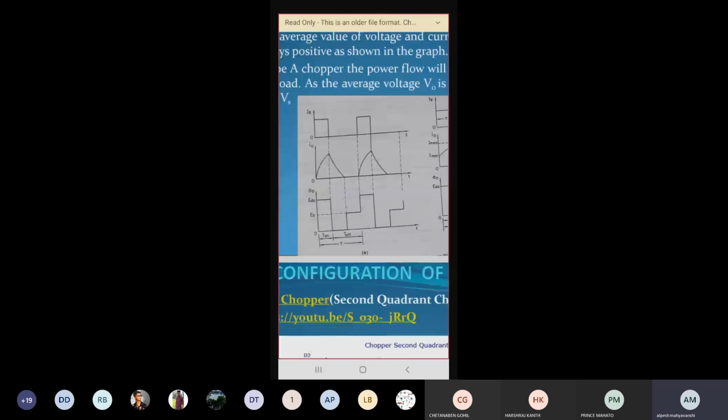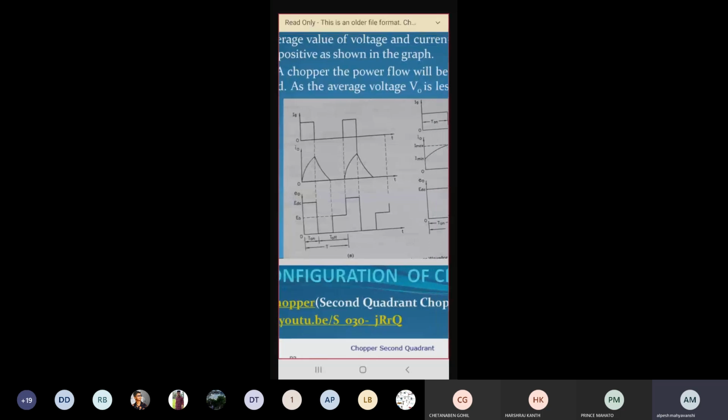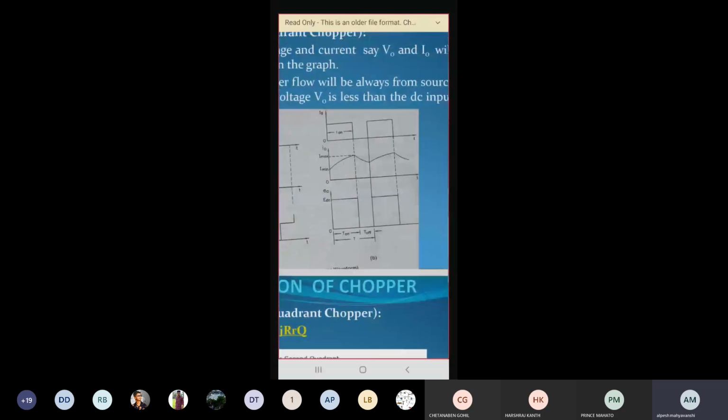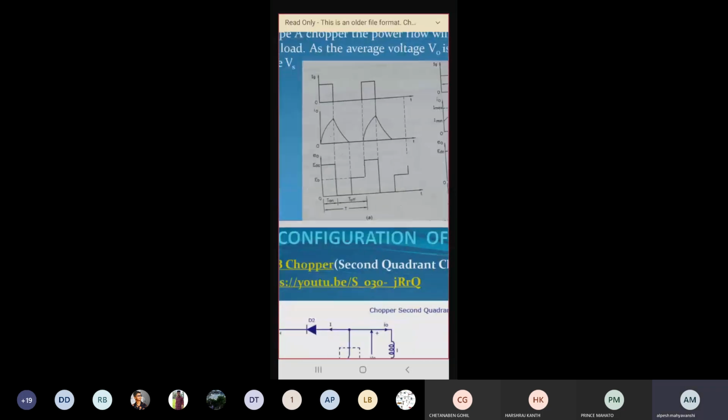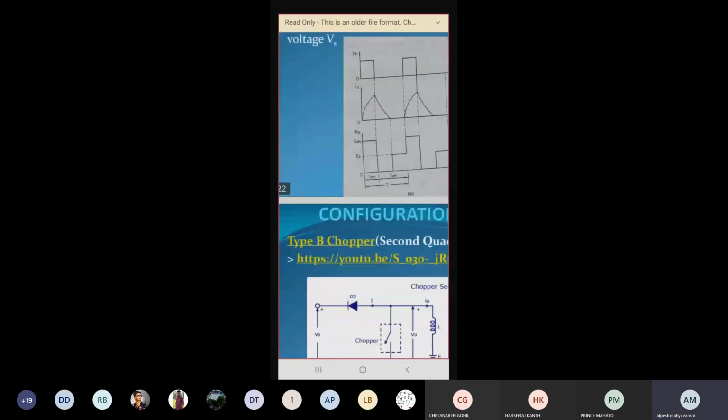But in this waveform what happens? T on time period is greater than the T off time period. That means this discontinuity does not occur in this chopper. The process is the same, only the change is the time duration, that is on time period and off time period. Now this is the type B chopper, the second quadrant chopper.